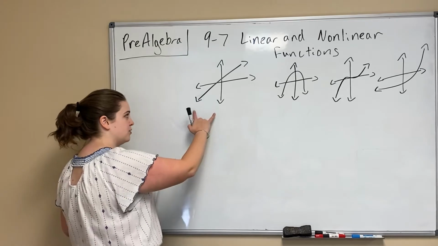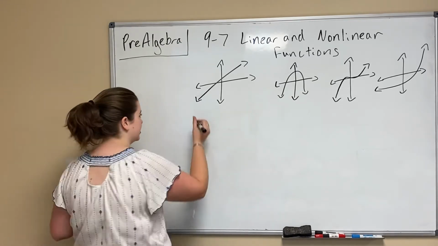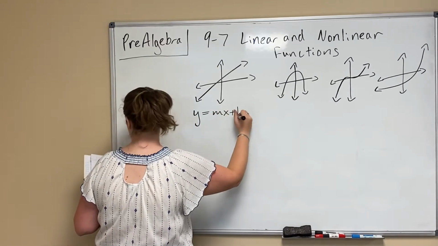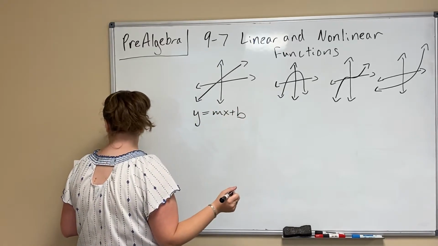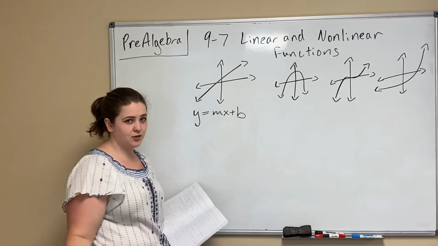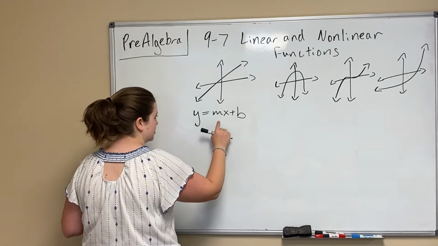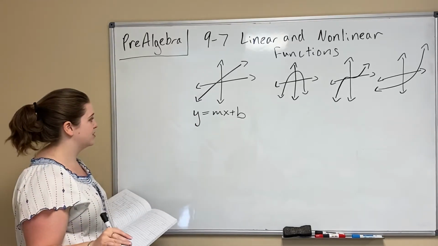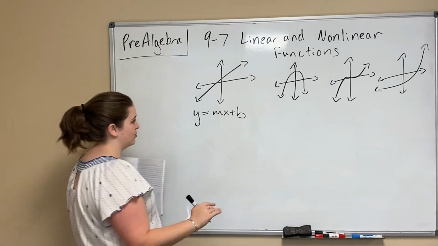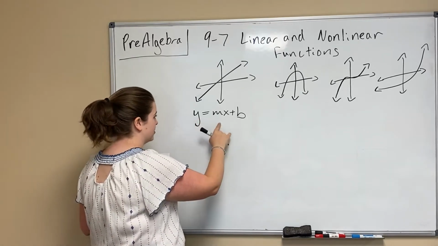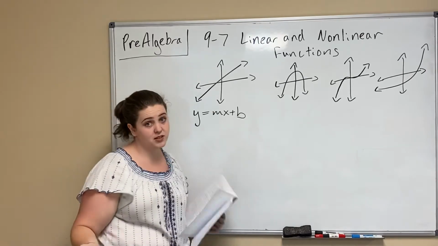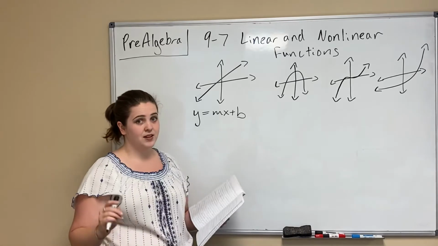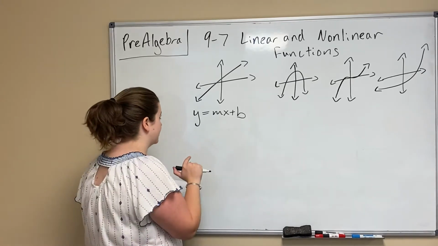Now you remember our standard form of an equation for a linear function looks like this: y equals mx plus b. If you can't rewrite an equation to be in the form y equals mx plus b, then it's not a linear function. All linear functions can be rewritten so they look like y equals mx plus b. Even if b is 0, even if m is 0, they can be rewritten to look exactly like this.